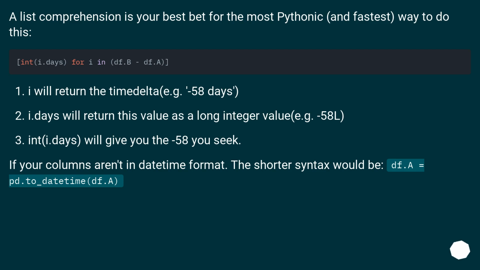It will return the timedelta, for example -58 days. i.days will return this value as a long integer value, for example -58, so i.days will give you the -58 you seek. If your columns aren't in datetime format, the shorter syntax would be df.a = pd.to_datetime(df.a).